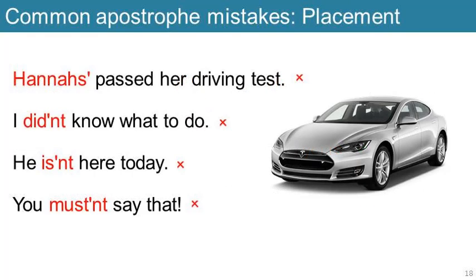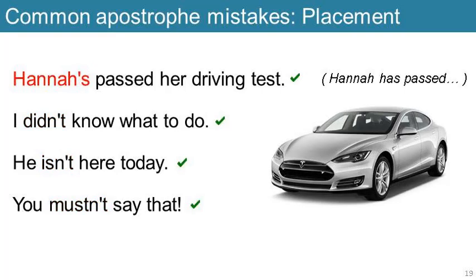The third common apostrophe mistake is putting the apostrophe in the wrong place. It can happen in noun-verb contractions, as in the first sentence, but most cases of this error type are in negated contractions, as in the other 3 sentences.